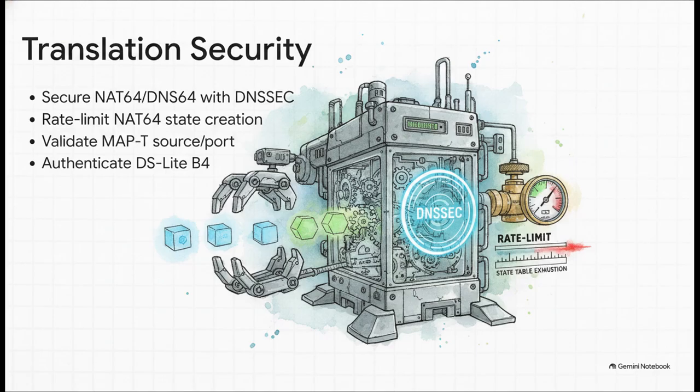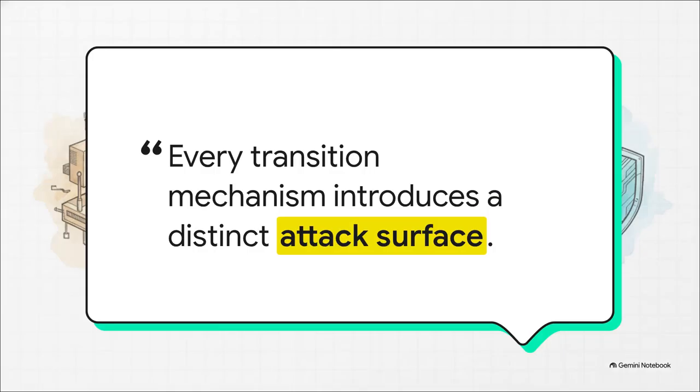Now, if you're using translation mechanisms, you have to lock them down tight. Secure your NAT64 and DNS64 deployments with DNSSEC. And if a synthesized record fails validation, treat it as completely untrusted. You must rate limit NAT64 state creation per source IPv6 address, otherwise I guarantee you a single compromised host can cause state table exhaustion and take down your entire translator. For stateless translation like MAP-T, validate those source addresses and ports at the border relay. Protect your infrastructure from spoofing at every transition boundary, and make sure to authenticate your DS-Lite B4 elements via DHCPv6. I want to leave you with this foundational truth, pulled directly from the source material.